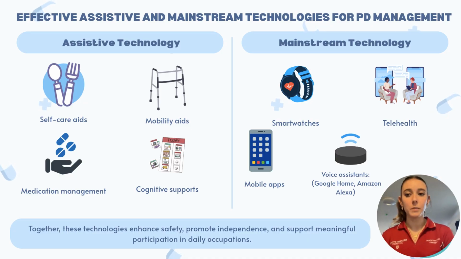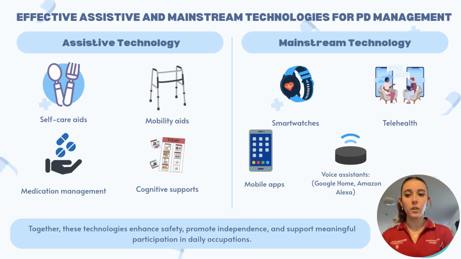Mainstream technologies like smartwatches can track tremors, detect falls, and send medication alerts, helping clients monitor symptoms and maintain safety. Voice assistants such as Google Home or Amazon Alexa allow for hands-free control of lights, appliances, and reminders, supporting independence for those with tremors or limited dexterity. Mobile apps can assist with symptom tracking, medication routines, and help maintain social connections. Telehealth improves access to care, especially when fatigue or driving limitations make in-person appointments challenging.